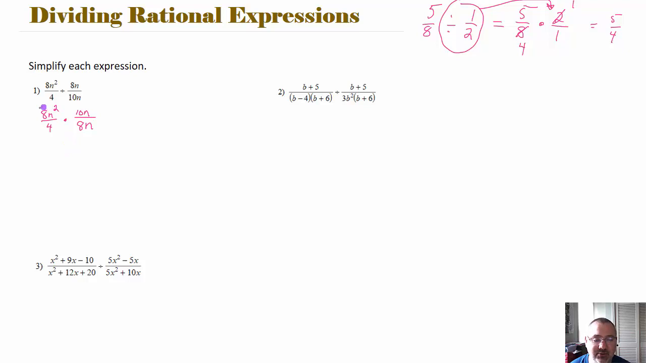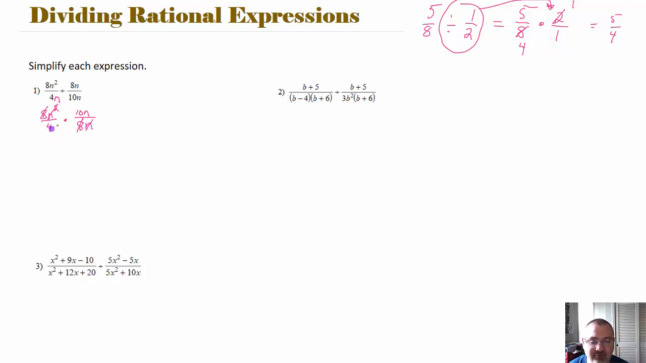Anything that divides into either one of these two tops can divide into the two bottom, we can reduce. So I could divide the 4 into 8, but I like to do this 8 divided into 8. Just make my life a little bit easier. So the 8's cross out. Now, this n and n squared, because n is a factor in both of them, I can cross out one n here and cross out one n here, but I'm left with an n. So don't forget about that n.